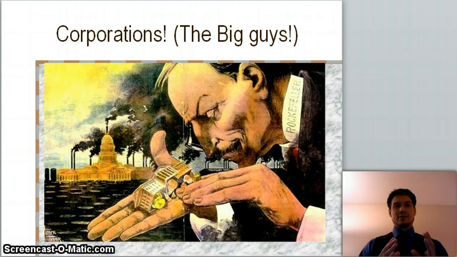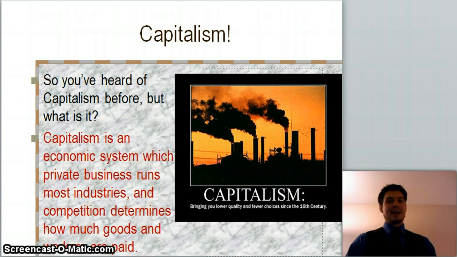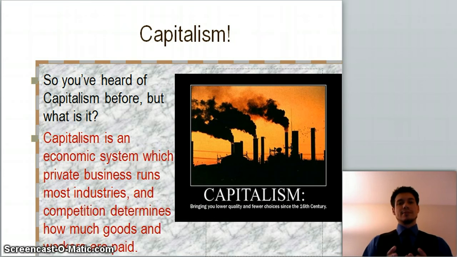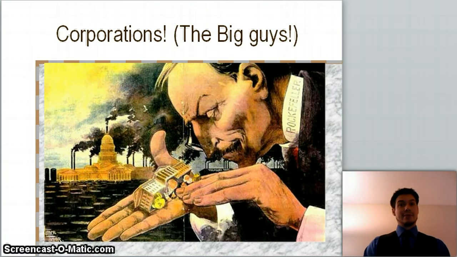And of course, we have those corporations, those big guys. During America, we have capitalism. Capitalism is an economic system in which private business runs most industries and competition determines how much goods and workers are paid. Much like the US, but we don't have a pure capitalist system. But nevertheless, capitalism is what leads to these big corporation big guys.